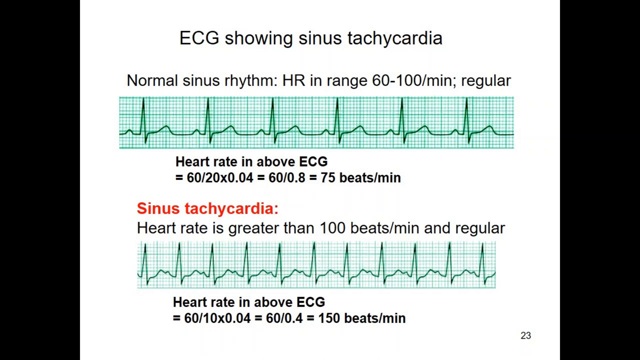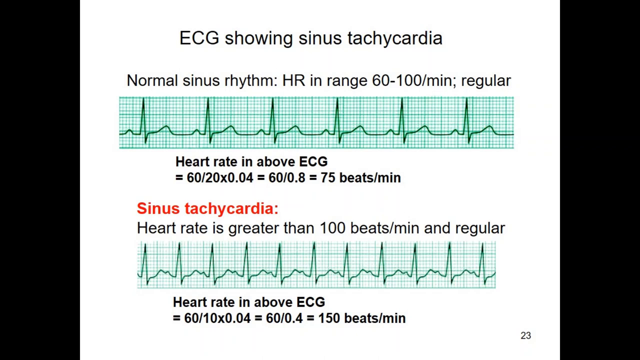If you can calculate the heart rate, 20 small boxes times 0.04 seconds is about 0.8 seconds, which is a normal cardiac cycle. 60 divided by 0.8 is 75 beats, as I said. This is a normal heart rate.